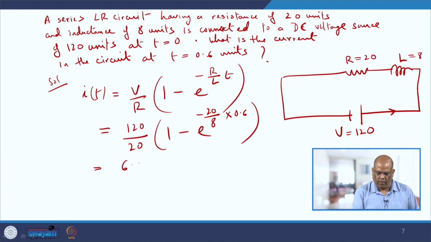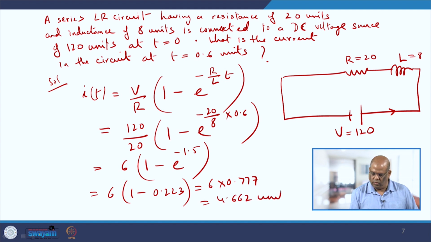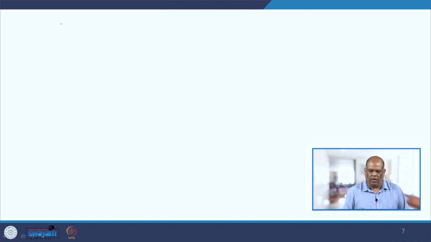So, if you simplify this, e to the power minus 1.5, and this is equal to 6 multiplied by 1 minus 0.223 units, which is equal to 6 into 0.777, that is 4.662 units. Let us now look at what the dynamics will be when you switch it off.